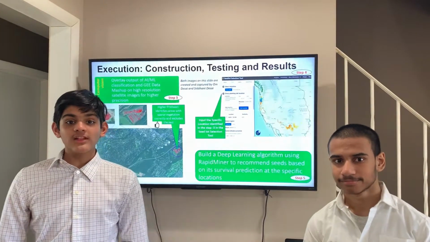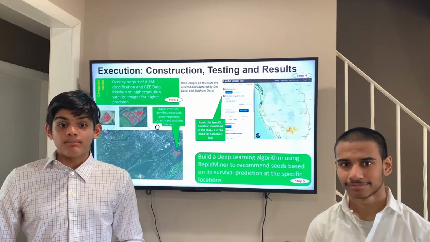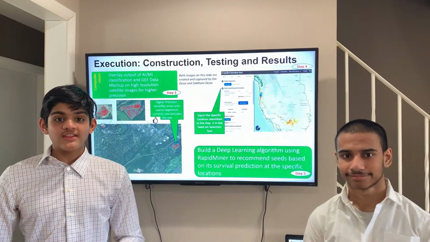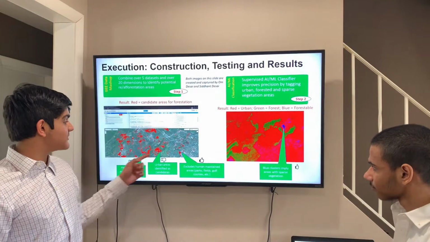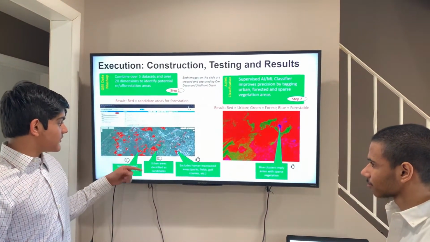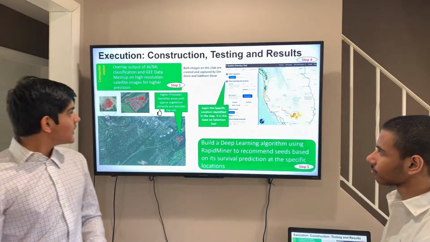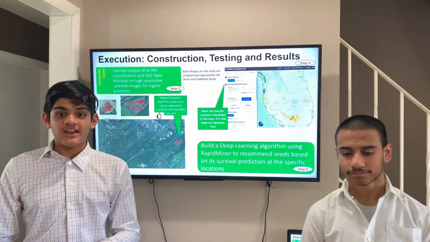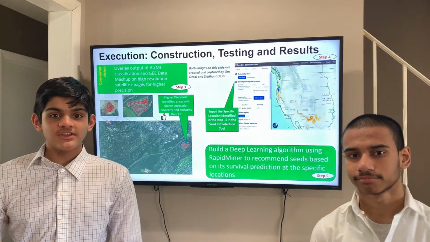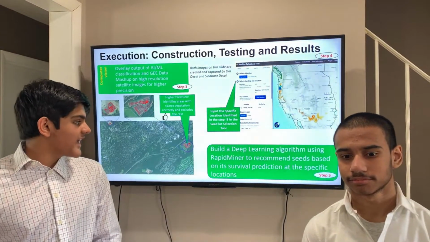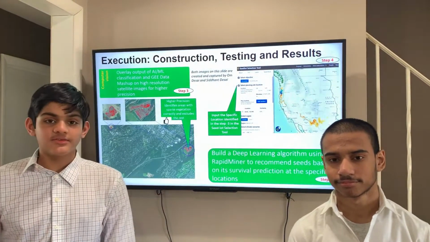So the next step is to overlay the output of our machine learning algorithm onto the output from step 1. We take areas that both models detected as forestable, and we only take the intersection of those areas and display it onto a high-resolution image like the one seen here. As compared to the output from step 1, you can see that the output of step 3 is much more precise in locating which areas are forestable. We then take these precisely located areas and input them into the seed lot selection tool. The seed lot selection tool returns a variety of seed lots, and then we built our own deep learning algorithm using RapidMiner to recommend which seed lot to plant based on its survival prediction at the specific locations.